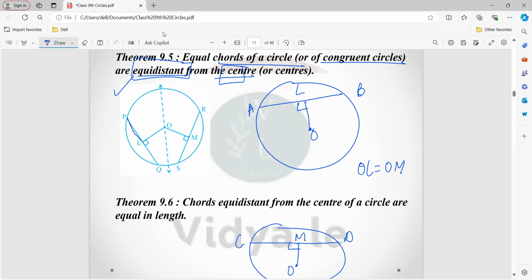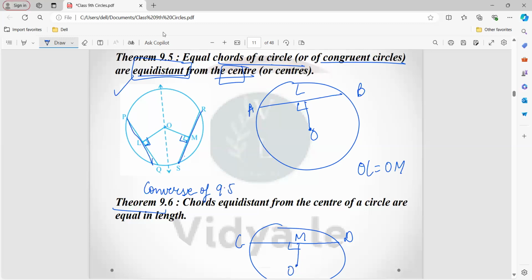In the same circle, if we have two equal chords, then the lines joining the chords to the center are equidistant, that is, equal in length. If the chords are equal, the distances are equal. And this is the converse of 9.5.